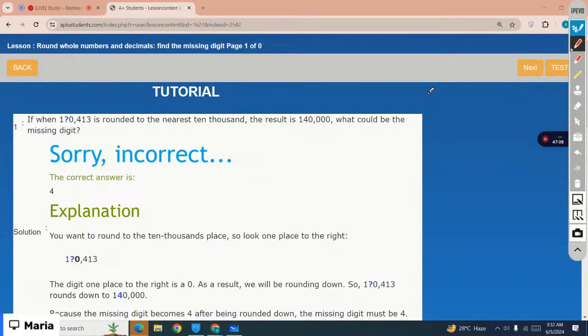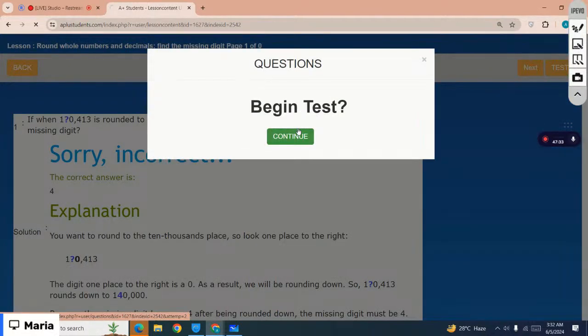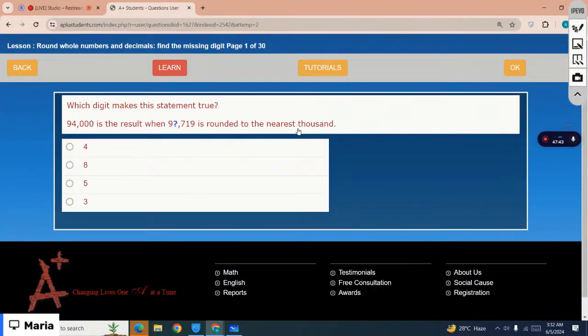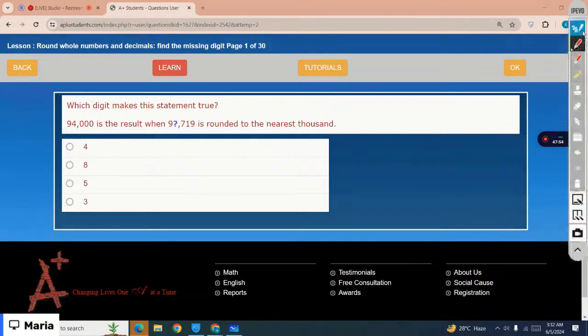Let's just start with the test questions. Okay, which makes the statement true? 94,000 is the result when 9, the missing number, 719 is rounded to the nearest 1000, right? You have to round to the nearest 1000, so the thousands digit is the missing one. The rounded number's thousands digit is 4, right? The next digit is 7, and 7 is greater than 5, so you have to round up.